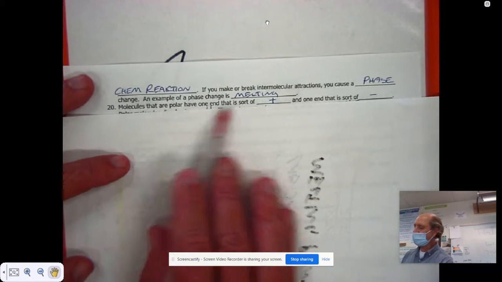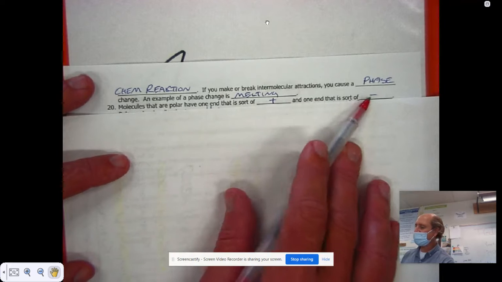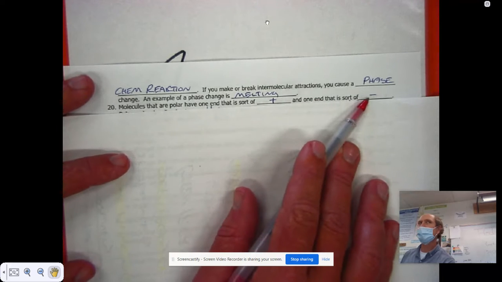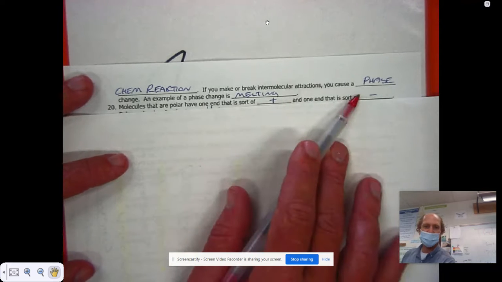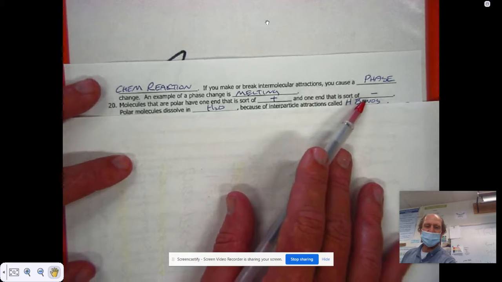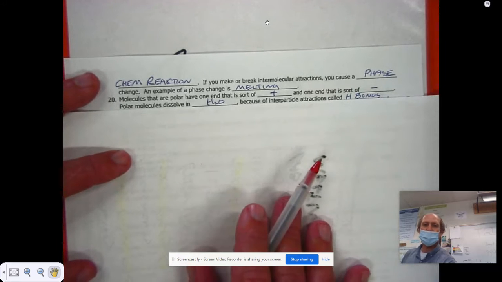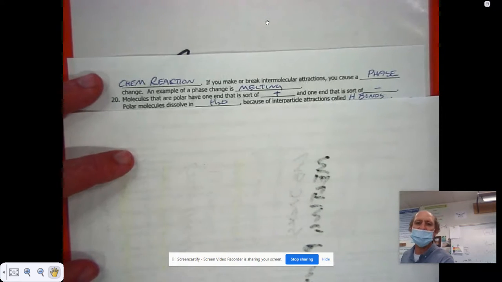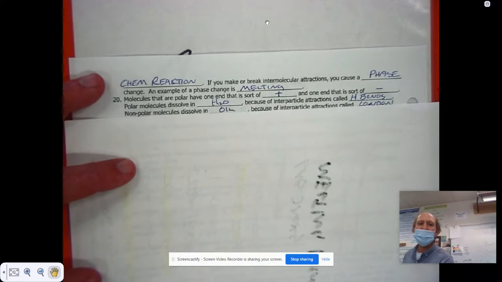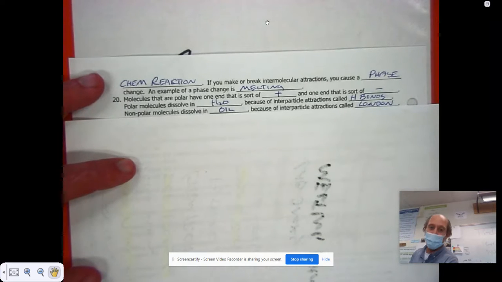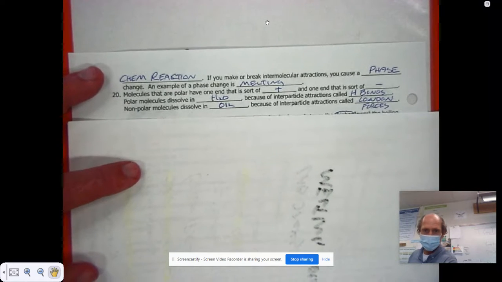Molecules that are polar have one end that's sort of positive and another end that's sort of negative, or you could have done negative and positive. Polar molecules dissolve in water because of interparticle attractions called hydrogen bonds, and nonpolar molecules dissolve in oil because of interparticle attractions called London forces.